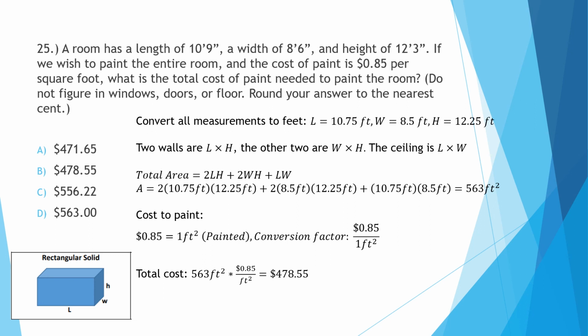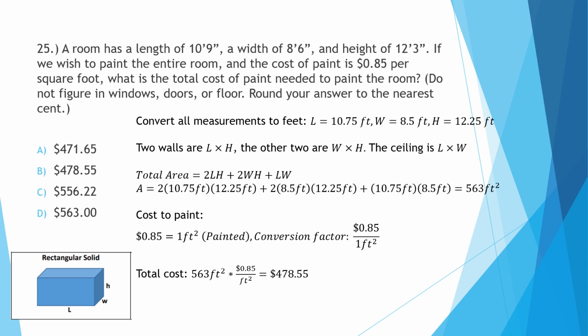We are given 3 measurements that have 3 inches, 6 inches, and 9 inches, which is conveniently quarter, 2 quarters, and 3 quarters of a foot, respectively. So we can convert our length to 10.75 feet, our width to 8.5 feet, and our height to 12.25 feet.